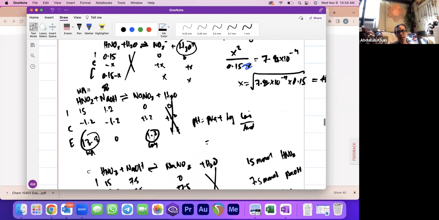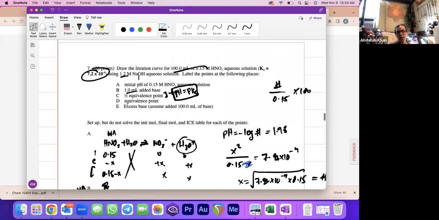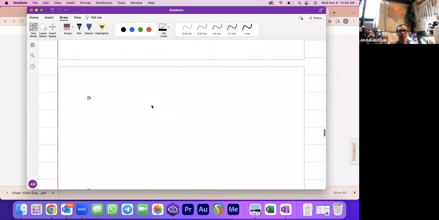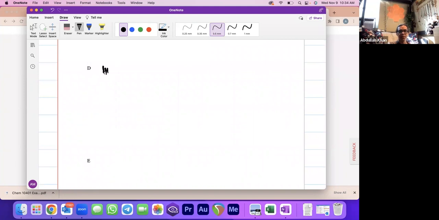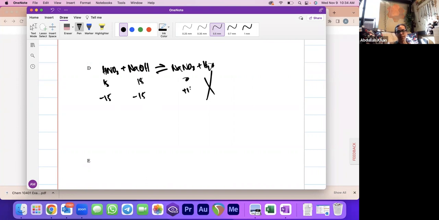Lastly, equivalence point. That's easy. HNO2 plus NaOH gives NaNO2 and H2O, 15 millimoles. So we'll have to do all 15. Water don't care. 0, minus 15, minus 15, plus 15, 0, 0, and 15.